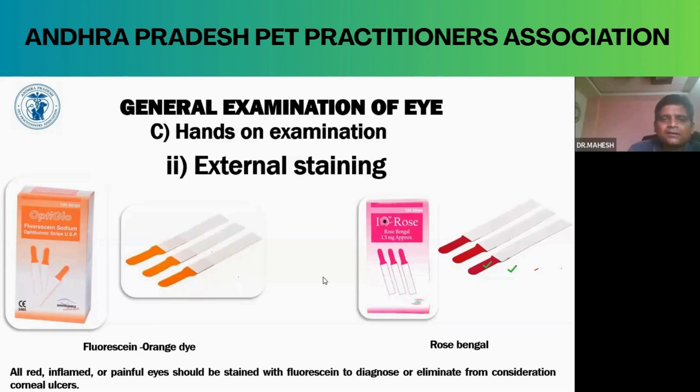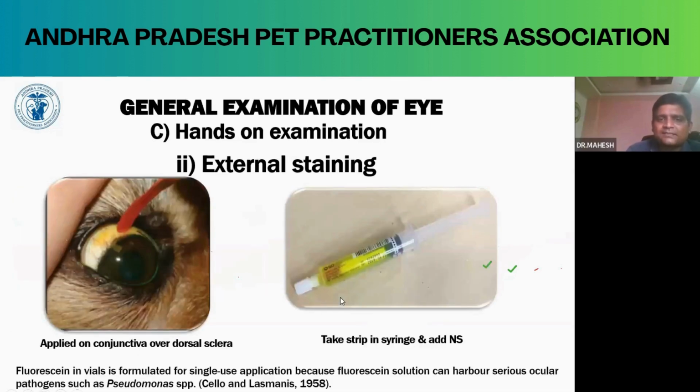So how do we have to place these dyes? We can use it as a strip, and I will also tell you another way. Whenever you use the strip, it should be applied to the conjunctival area or the dorsal sclera. For this, just apply normal saline to the strip, then lift the dorsal, that is the upper lid, so that we can appreciate the dorsal sclera like this. Then the saline-applied strip should just be painted over the dorsal sclera. Then close the eyelid and observe for any pathology, that is, ulcers.